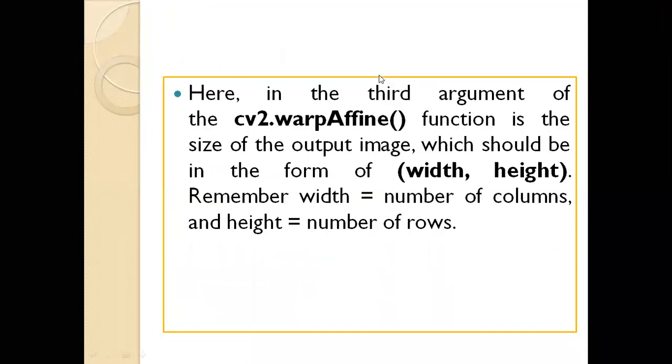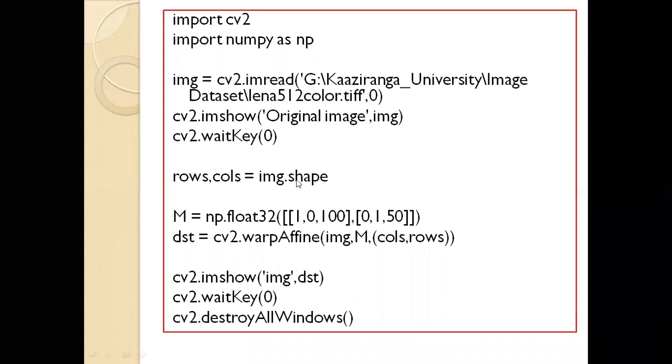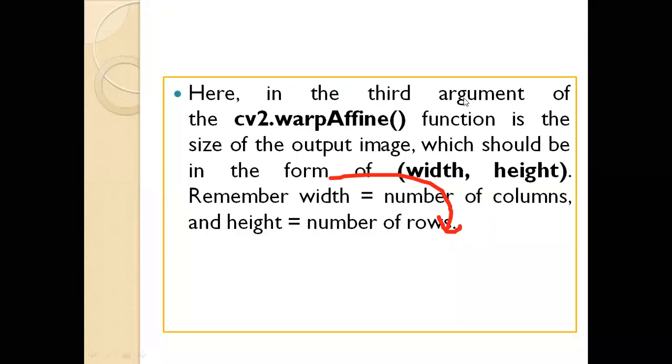Now do remember that the third argument of cv2 warpAffine is the size of the output image, which should be in the form of width, comma, height. And you know that width means what? Number of columns, and height means what? Number of rows, that we have got from shape, right? Columns and rows. Is this clear? So that's it. Now I hope that everything is clear.